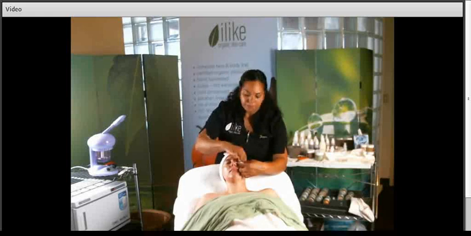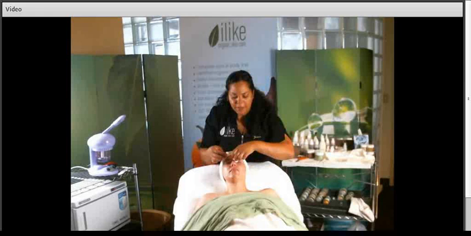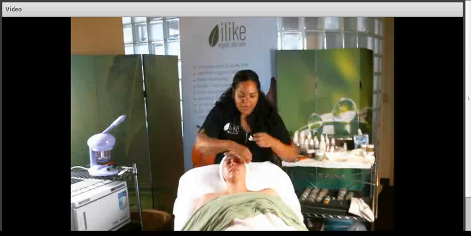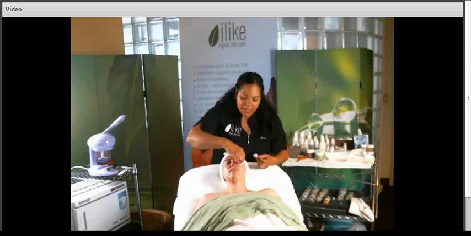And inward circles around the eye area. And if you have any left over, you just simply sweep it up with your cotton pad.